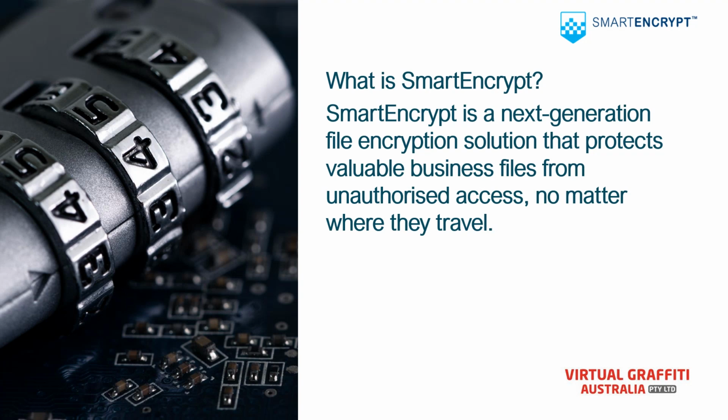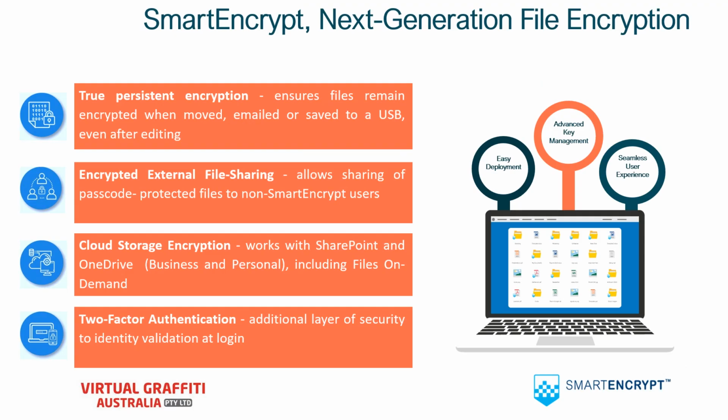So how does it do it? Essentially, SmartEncrypt is a next-gen file encryption. It has true persistent encryption. So it doesn't matter whether the files are moved, whether they're emailed, saved to a USB, sitting on a file share, or up in SharePoint or OneDrive, it doesn't really matter, right? That encryption is persistent across all of those places.